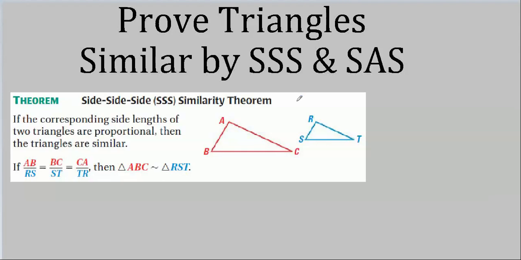And don't forget, they have to be the same proportion. AB over RS is always going to be a ratio, and AC over RT is always going to be a ratio. The question is, are the two ratios equal? If that works, then we've got similarity.